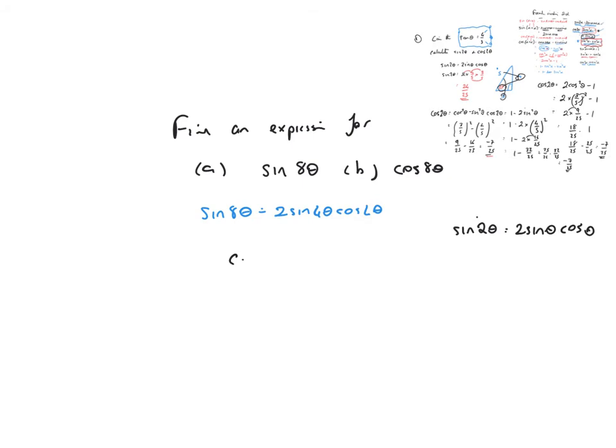Okay, and for cos 8 theta, I've got some options here, so I'll just choose one. So let's go for cos 2 theta is equal to cos squared theta minus sine squared theta. Okay, so again, what happens is the double angle gets halved. 2 theta becomes theta, which means that 8 theta becomes 4 theta. So it's going to be cos squared 4 theta minus sine squared 4 theta. Key thing to remember is that the angle gets halved.